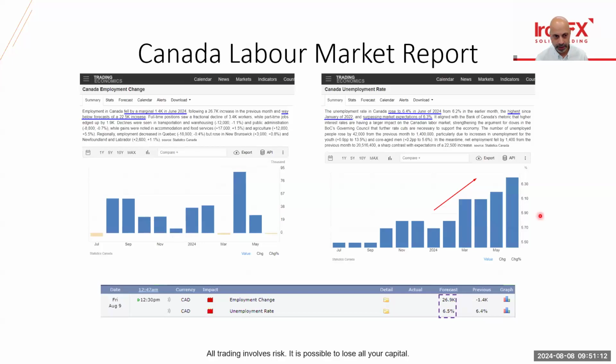And of course, we've got employment data, the labor market report out of Canada tomorrow. We are expecting the unemployment rate to edge higher to 6.5%. Canada's labor market does look to be weakening quite significantly based on the unemployment rate. So should we see a soft set of results, this could cause the loonie to come under pressure. That means the currency pair dollar CAD could potentially rise following this data release.